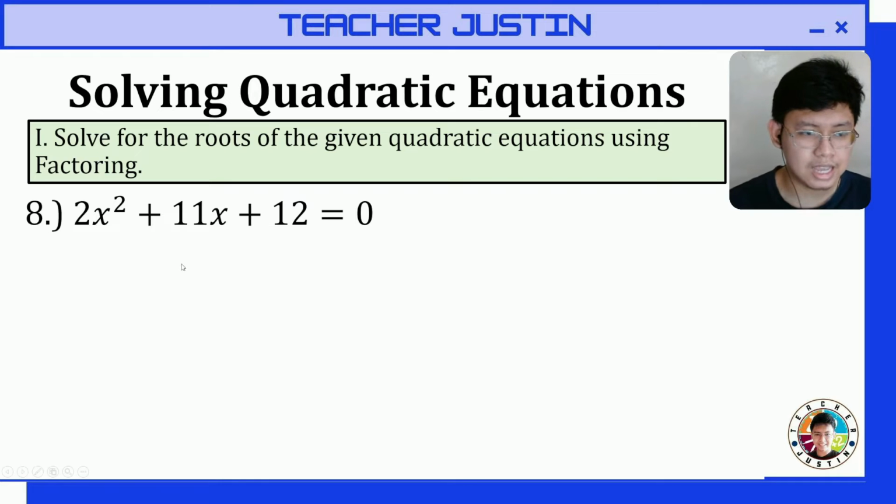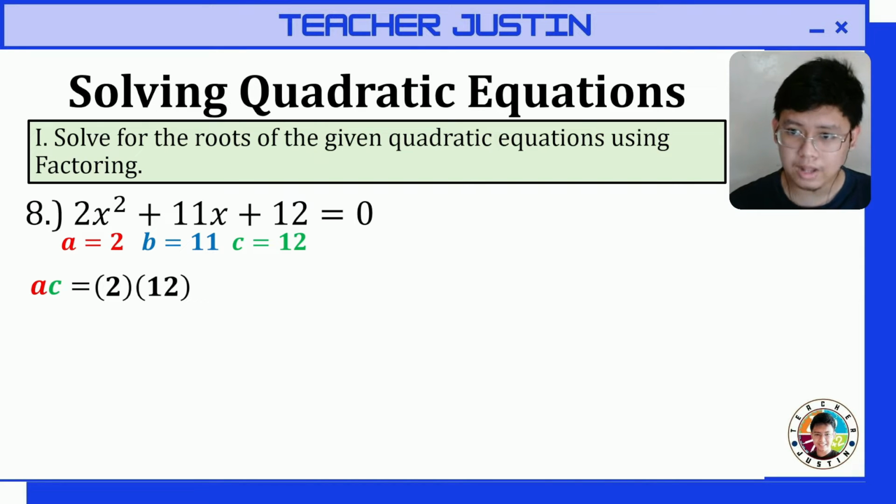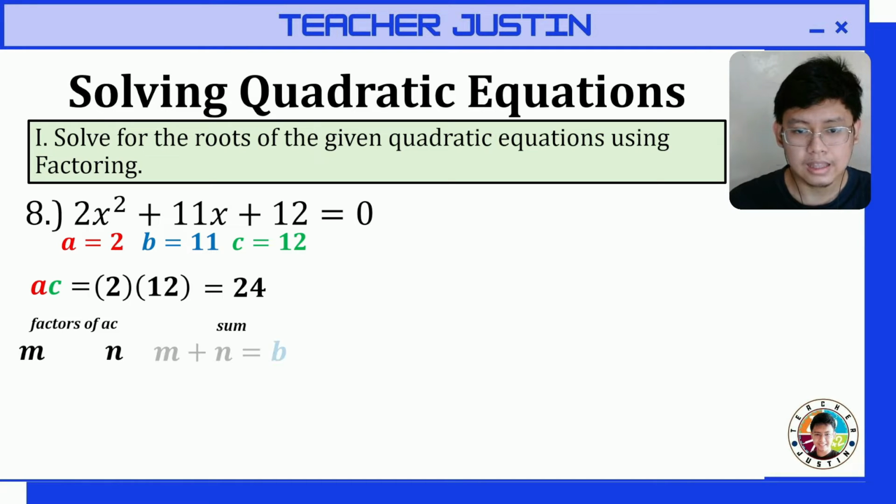So, ang step natin is identify natin yung A, B, and C ng ating quadratic trinomial. So, we have A is equal to 2, B is 11, and C is 12. Tapos, let's get the product of AC. So, 2 times 12, that is equal to 24. So, yung 24 na yan, mag-isip tayo ng factors ni 24 na pag inadd natin, the answer is equal to B. And yung B natin is equal to 11. So, factors ni AC na pag inadd natin, the answer is B, which is in this case, it is 11.